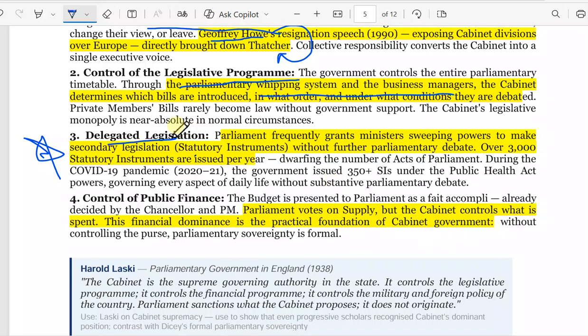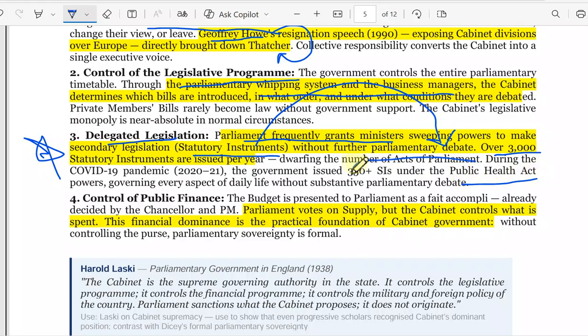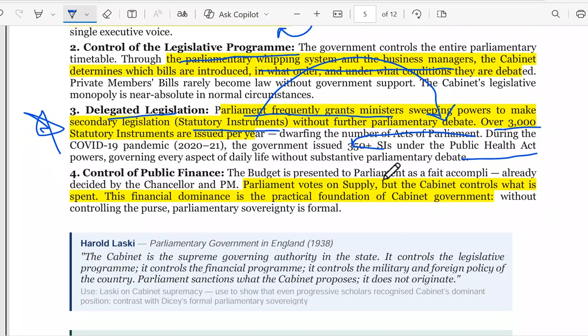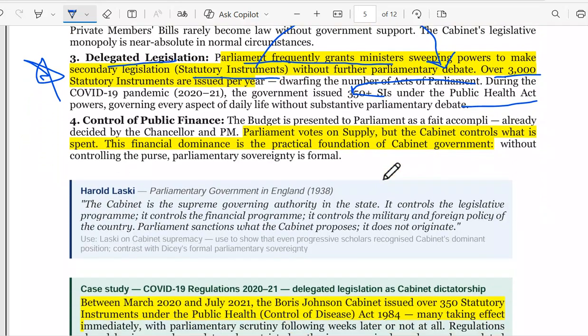Next we were talking about the delegated powers. The parliament grants the minister very sweeping powers so that they can make secondary legislation, or what we call statutory instruments. These statutory instruments are basically amendments in the present law, and they don't require parliamentary debates. In the UK, it is observed that there are over 3,000 statutory instruments per year. In the Public Health Act, there are 350 plus statutory instruments being introduced.